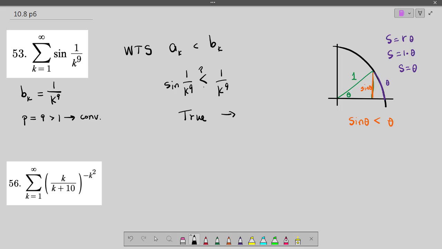Therefore, we actually get convergence, even though it looks like we probably won't. It feels like the sine function would create some wobbling that wouldn't allow it to go to 0 fast enough. But what happens is that the inside goes to 0 so fast that the sine function is not going to create enough oscillation for it to diverge.